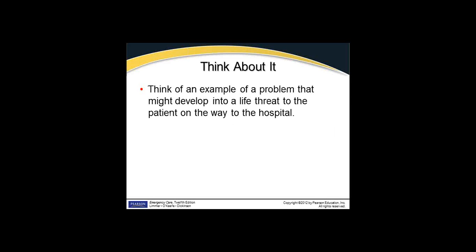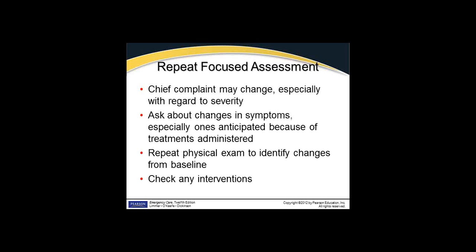So what's an example of a problem that might develop into a life threat to the patient on the way to the hospital? Probably one of the biggest ones that would come to mind is you go for a patient who's bleeding. Maybe they're bleeding internally, and initially they're doing just fine. And as time goes on, their blood pressure starts to go down, their heart rate starts to go up, and they start to become more anxious or even unresponsive. So by trending, by reevaluating their mental status and their pulse rate, their blood pressure, those are things that we're going to say, hey, we're having some deterioration.